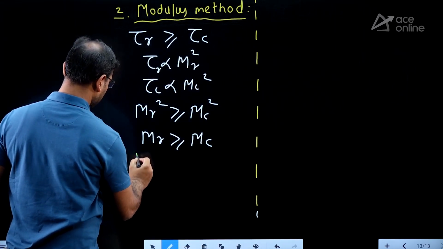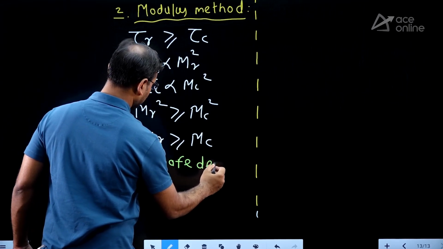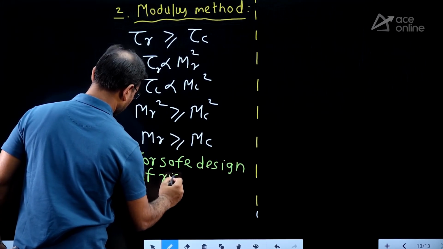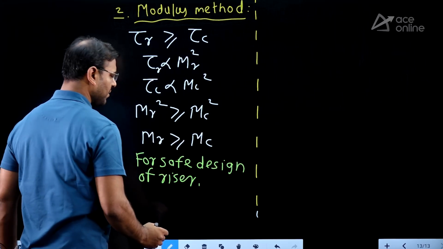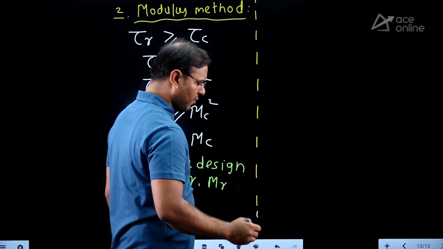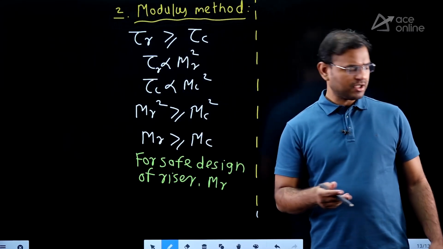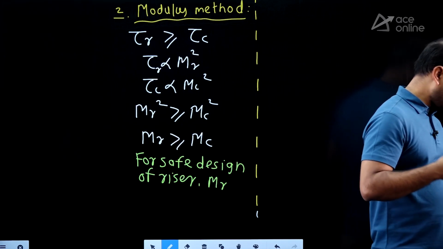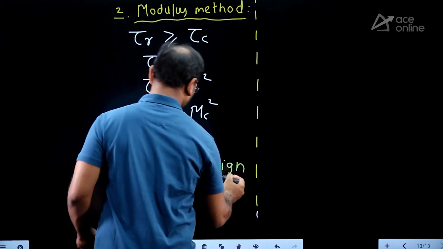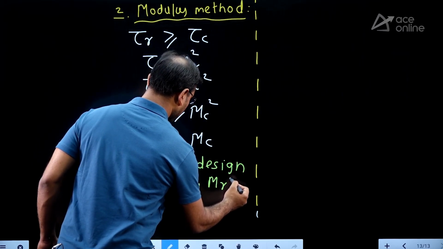Guys, for safe design of riser, what is the safe design of riser? Here the modulus of riser must be taken as 20% higher than the modulus of casting cavity.